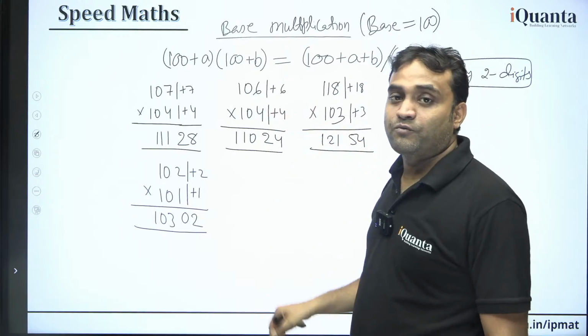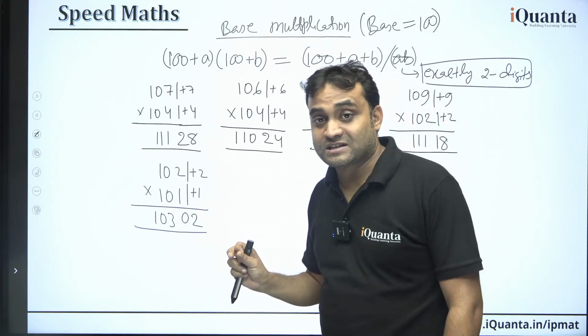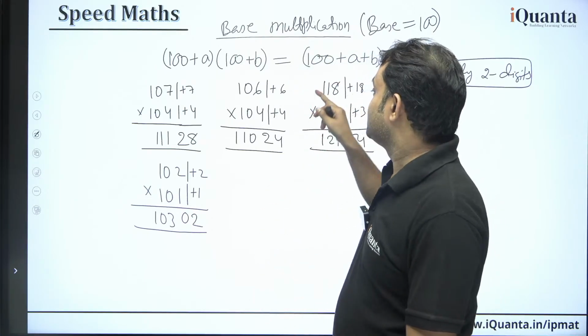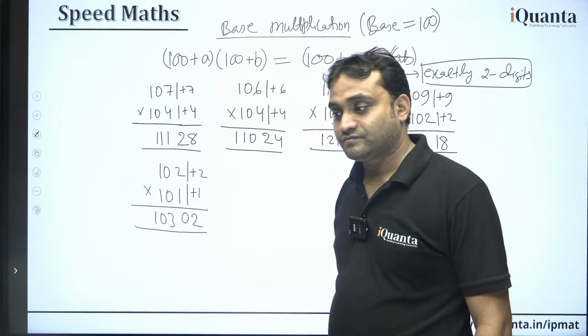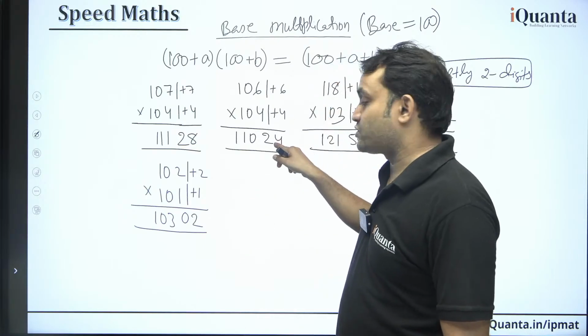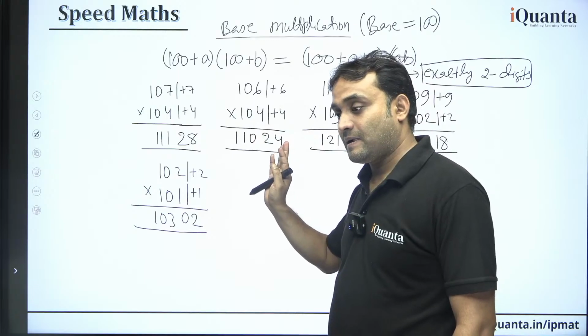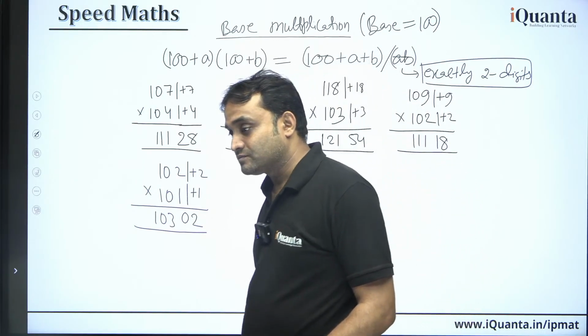106 into 104. 100 is our base. Both of these numbers are close to 100. The surplus is 6 and 4. 6 into 4 is 24. 6 plus 4 is 10, so 110. Are you getting this now?